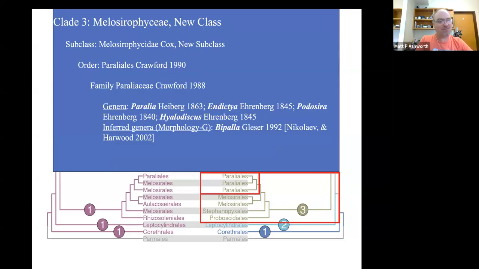Okay, and one more there with the Paraliales. Sorry, I forgot about the order Paraliales, Paraliaceae, again an existing family. Paralia and Ellerbeckia were included in the phylotranscriptomic analyses, and then Bipola was inferred on the basis of overall morphological similarity by Nikolaev and Harwood.